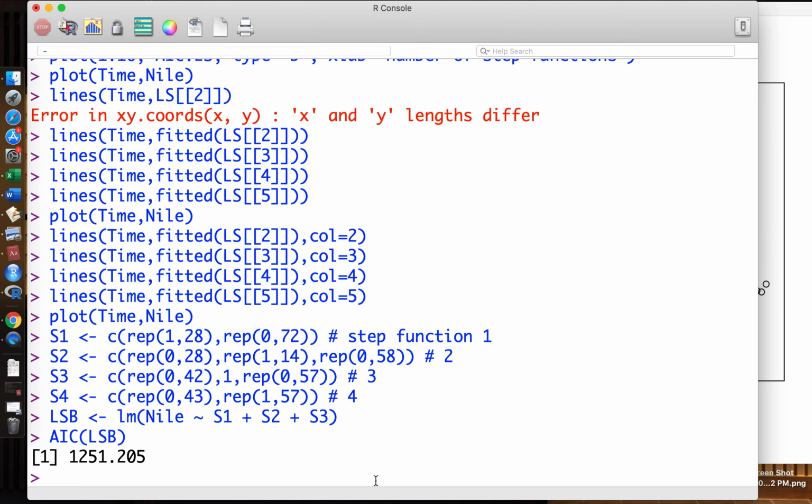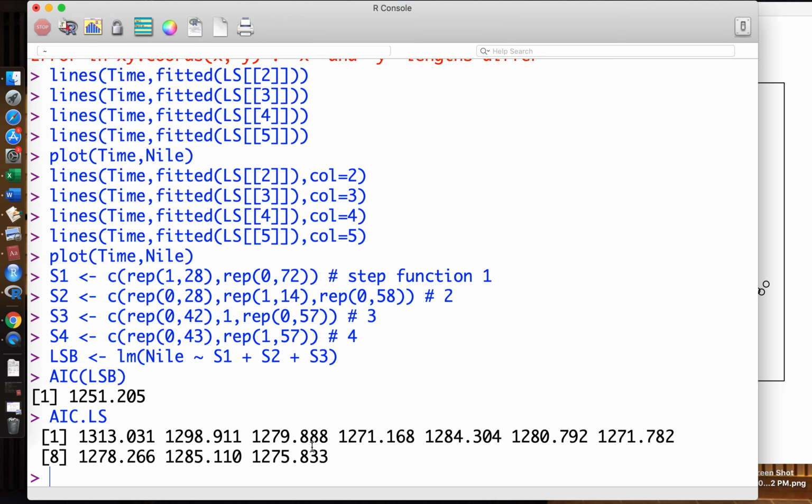And if we calculate AIC of this model, this is 1251. So actually, AIC of the original step functions is at minimum 1271. So our model is much better. So you can compare with the graph.